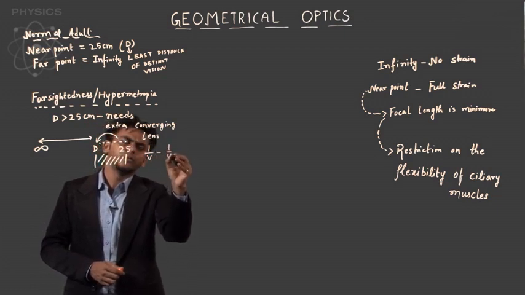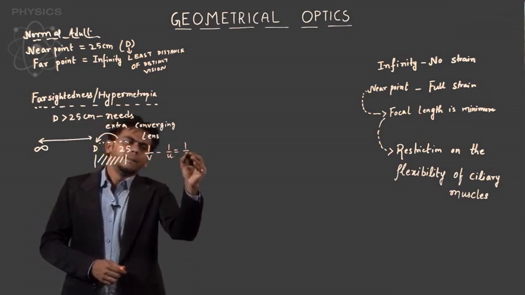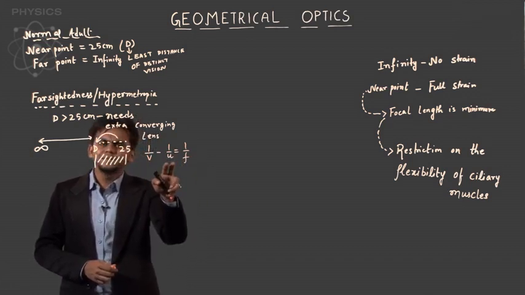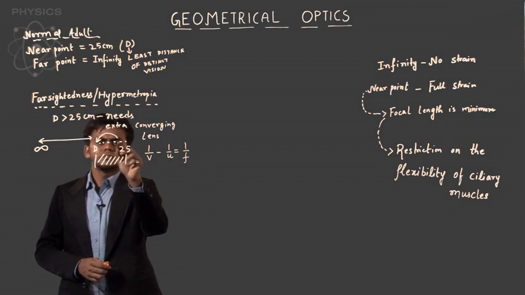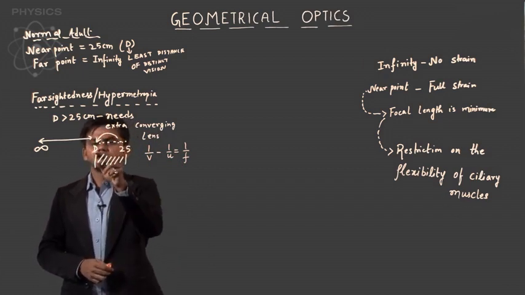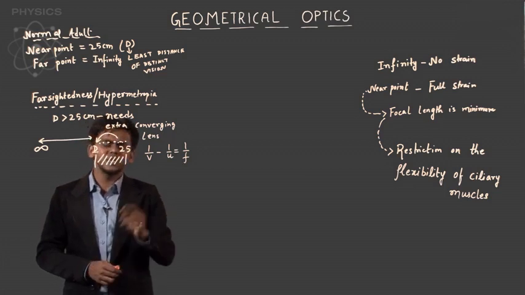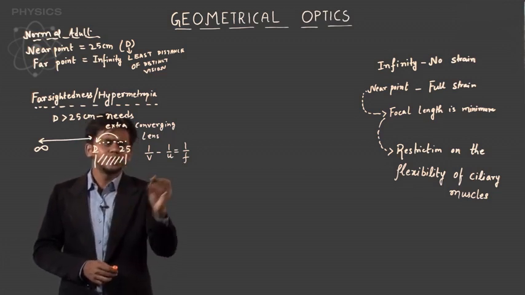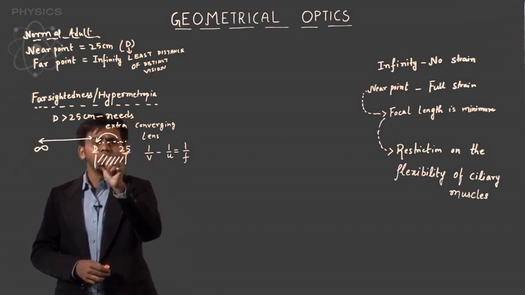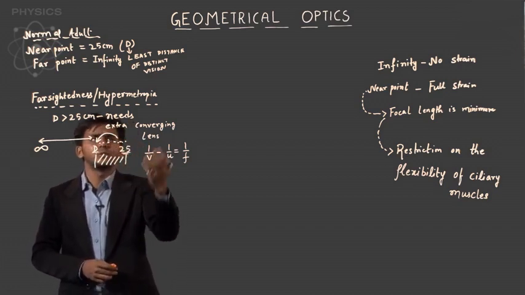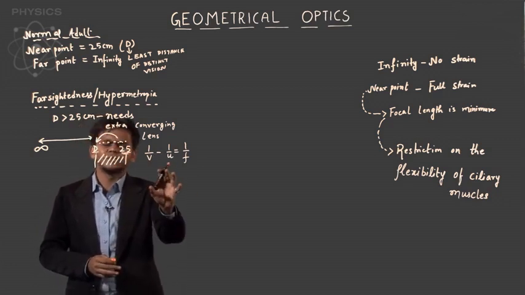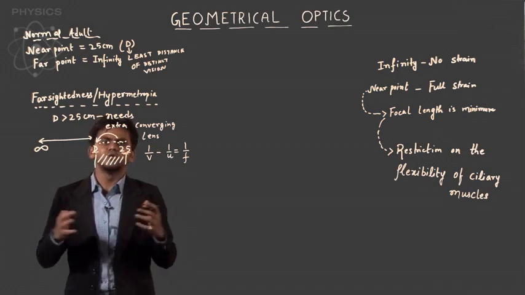So what my task is to find a lens which does this thing, 1 by V minus 1 by U. Under this situation, your U is anything, V is this D, right? Which means for the most drastic situation, your U is 25 centimeters and V is the new near point of this hypermetropic person. You can very easily find from this equation. I mean, I don't need to spoon feed you.